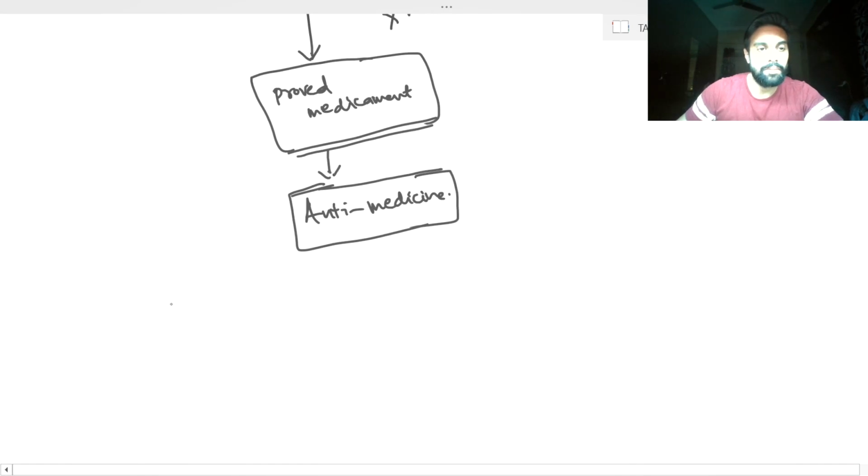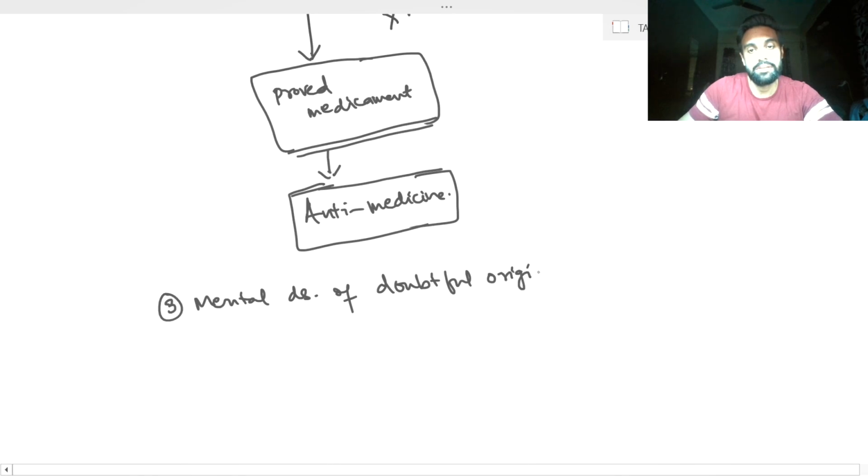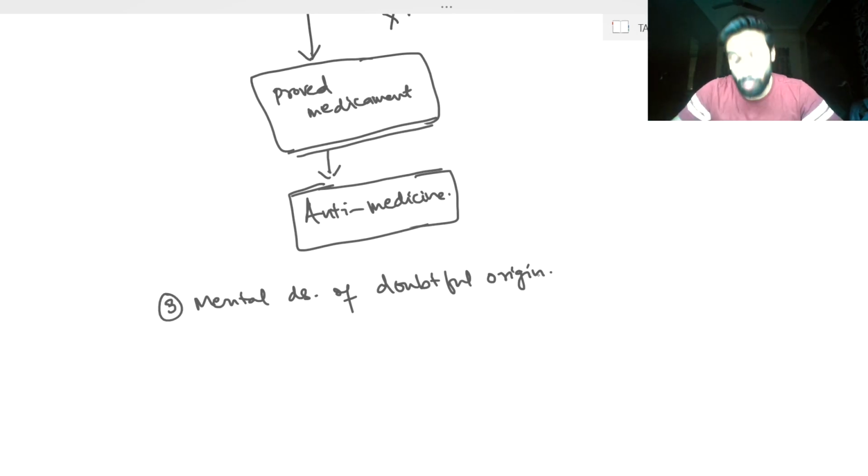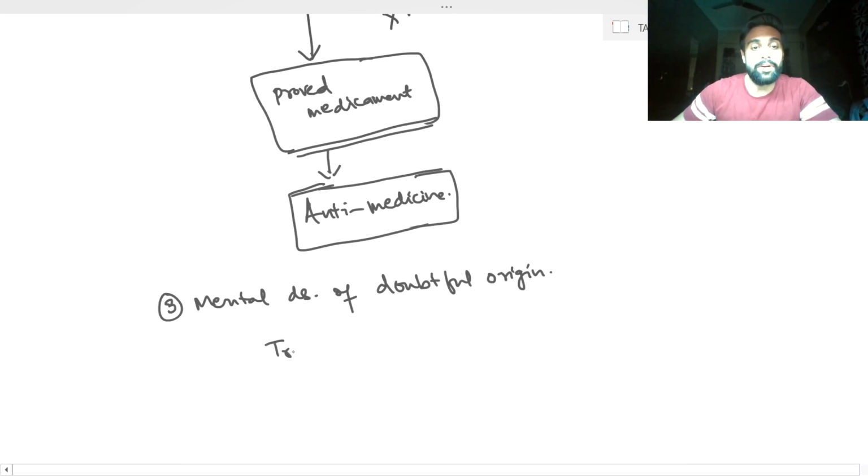Now the third type of mental disease. Mental diseases of doubtful origin. Means you don't know whether this mental disease has originated from the corporeal disease, or whether it is a result of faults of education, bad practices, corrupt morals, neglect of mind, or superstition. These things you don't know. So what will be the treatment of this?